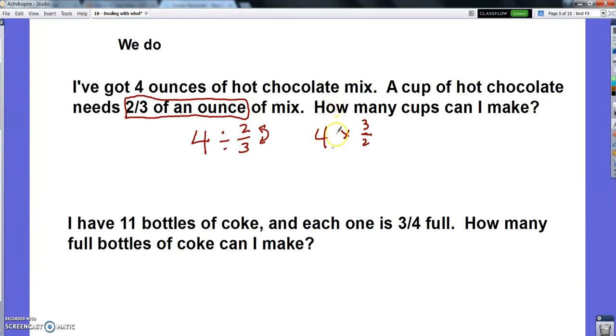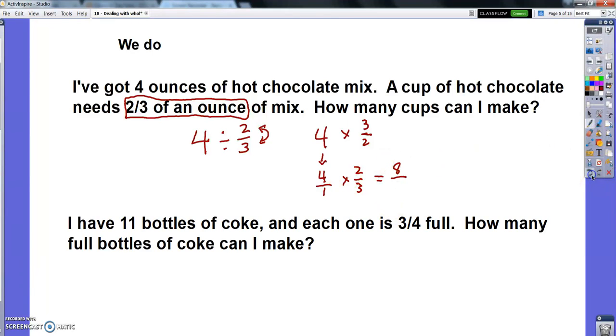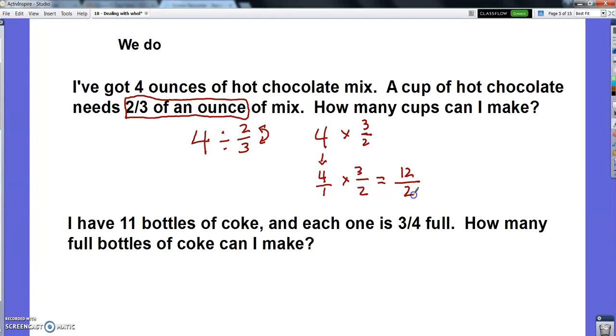But I can't do my quick numerator and denominator trick unless I change this to 4 wholes times 2/3. Then it's super easy. 4 times 2 is 8. 1 times 3 is 3. I can make 8/3. I didn't do that right. Let me go back. Sorry. I reflipped my second one. 4 wholes times 3 halves. That makes more sense. I can make 12 halves, which is 6 cups of hot chocolate.